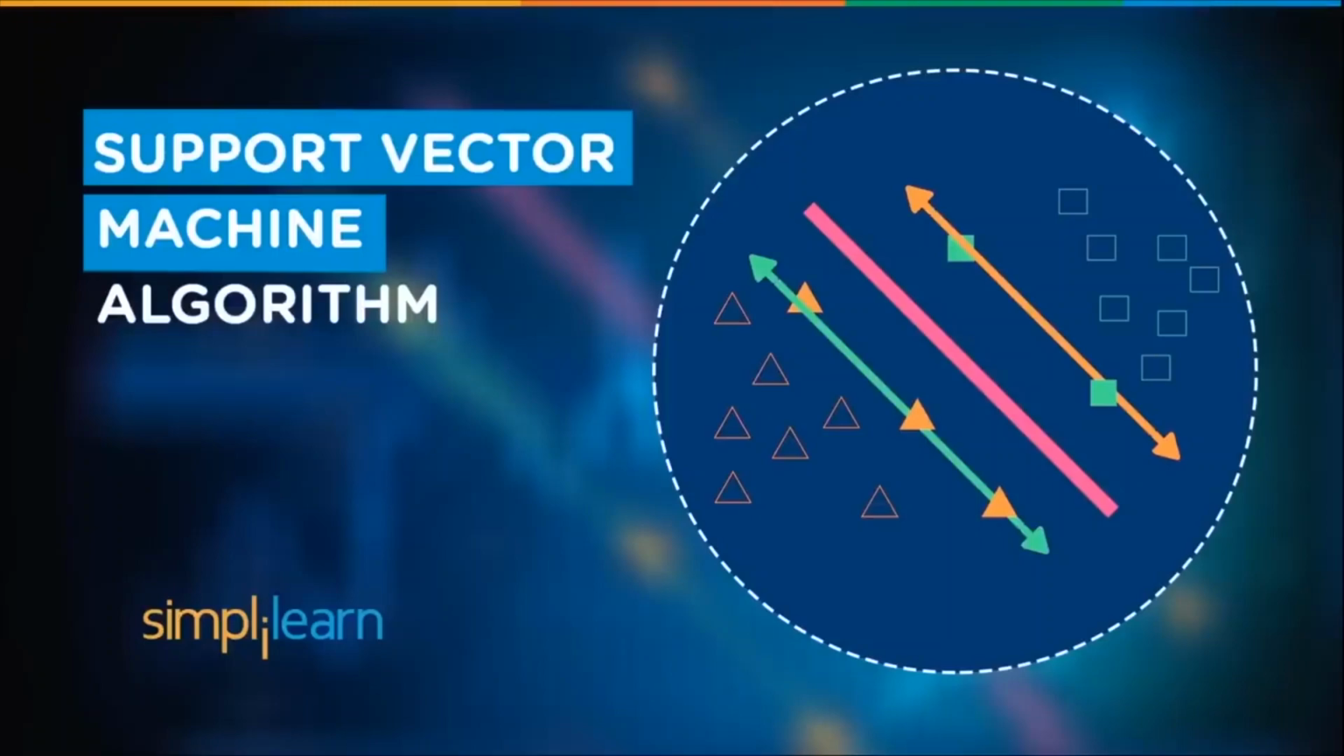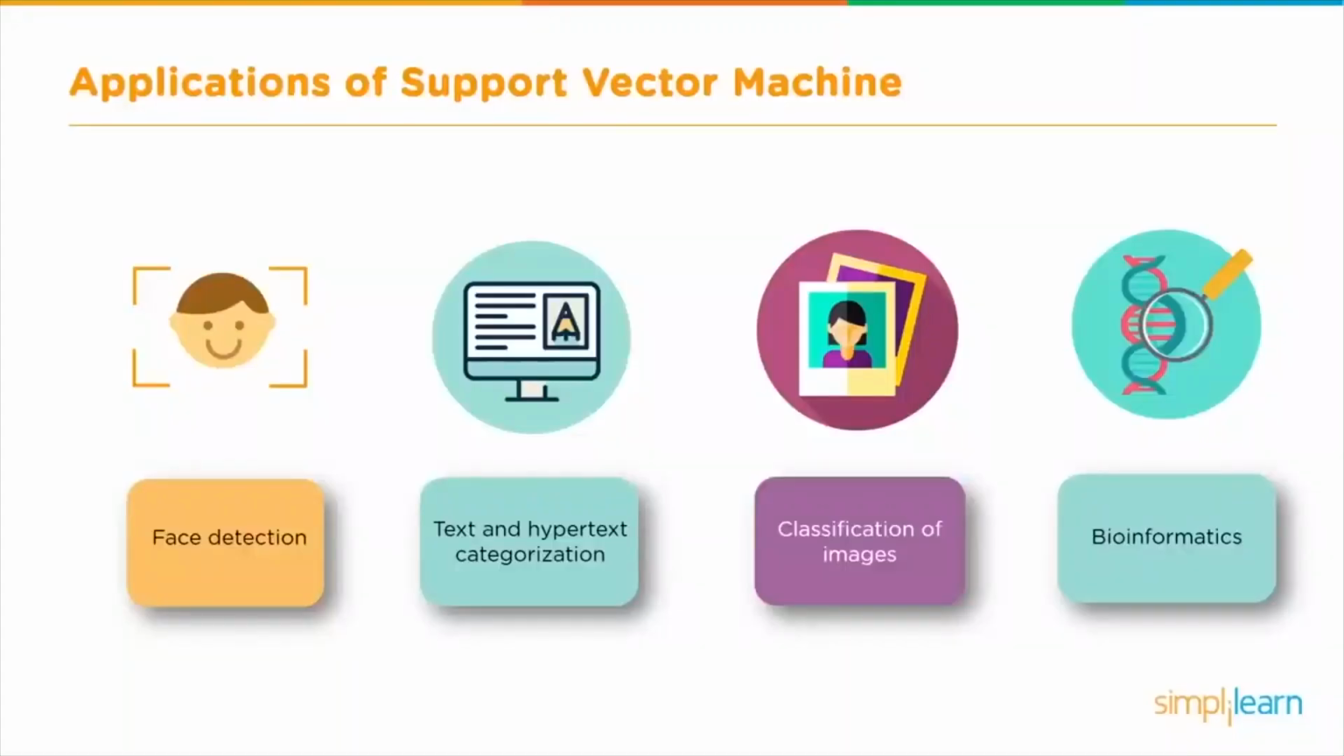Before we dive into the SVM, let's take a look at applications of the support vector machine, at least some general ones that are commonly used with it. Face detection, text and hypertext categorization, classification of images, and bioinformatics. These are only a few of those that are used with this SVM. As we go through this lesson, see if you can figure out what other ones you could apply it to, and also what you would want to use some other tools for.